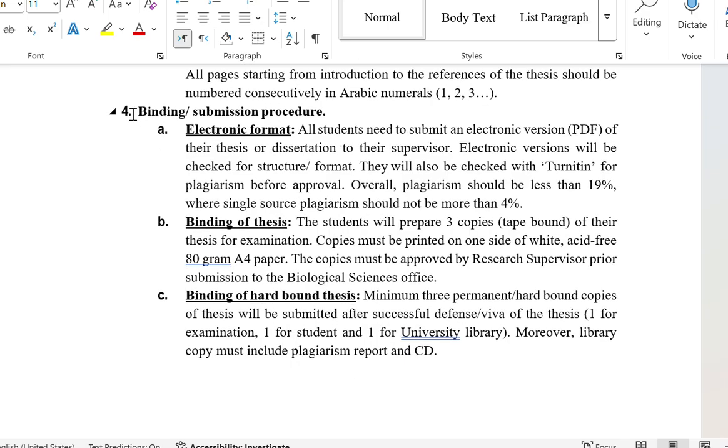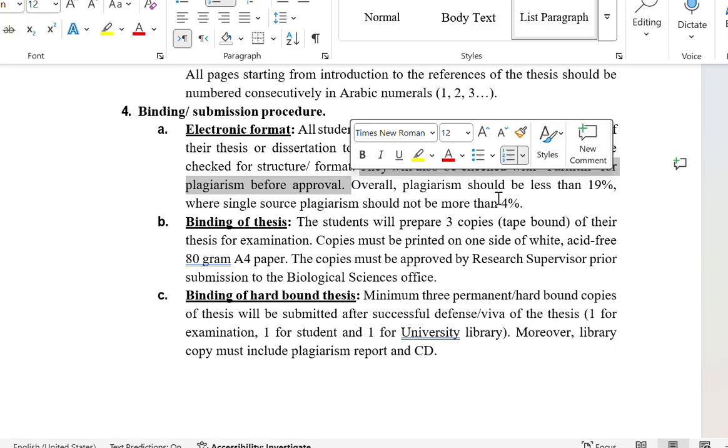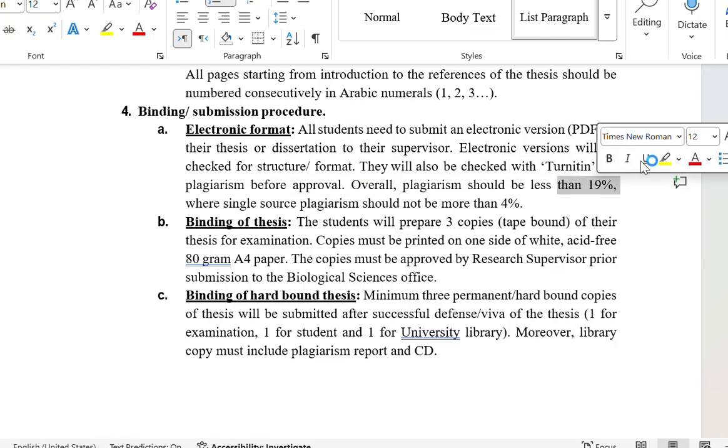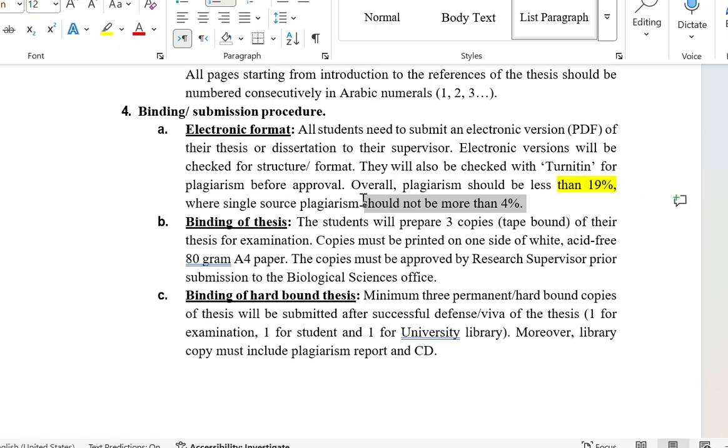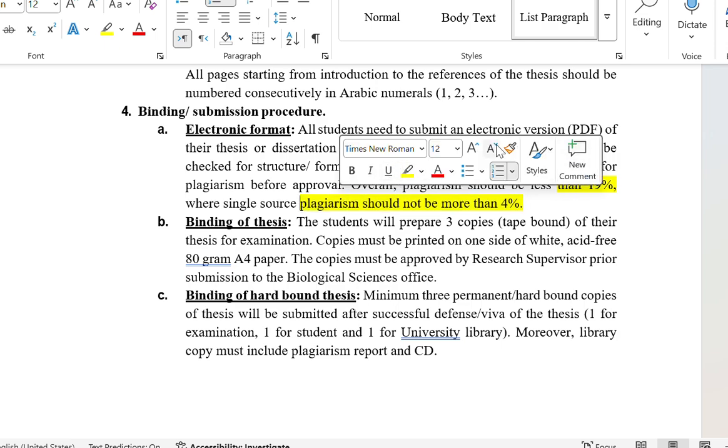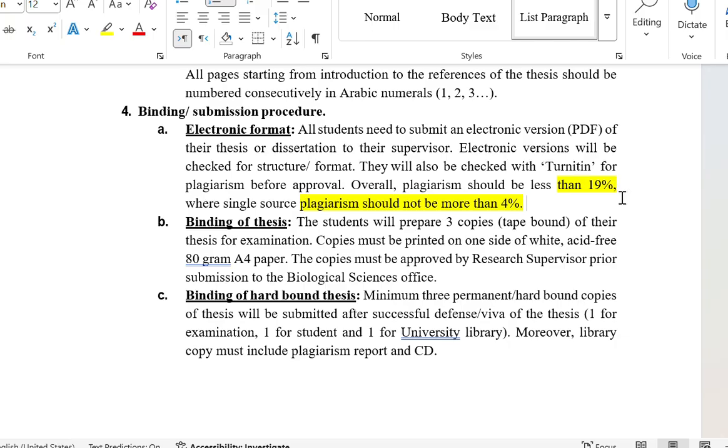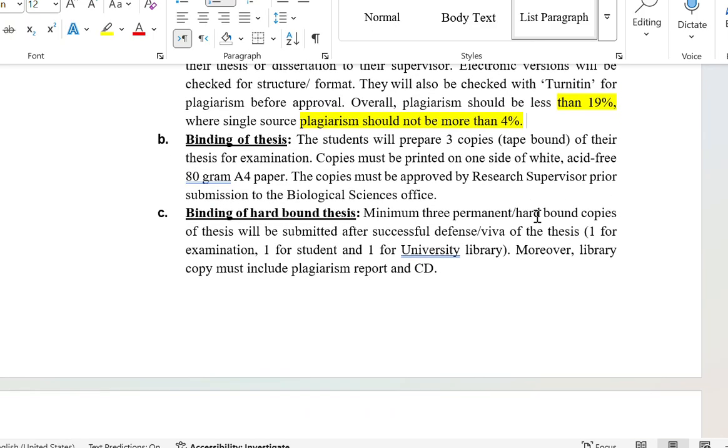Then comes the binding of the thesis. For the binding, all students need to submit an electronic PDF version of the thesis, and it must be checked with Turnitin. Your plagiarism must be less than 19%, and single source plagiarism should not be more than 4%. This is also important: if you are using one paper, the plagiarism from that one paper must not touch 4. It should be less than 4 from one source, okay?